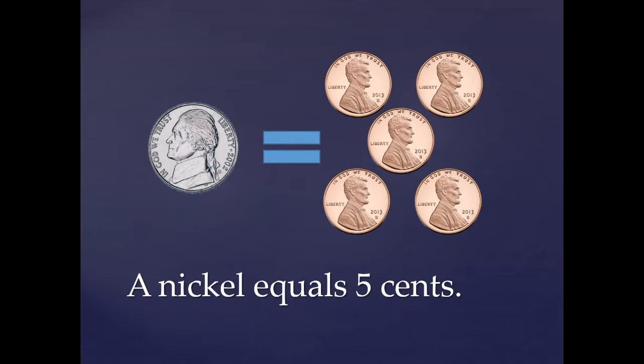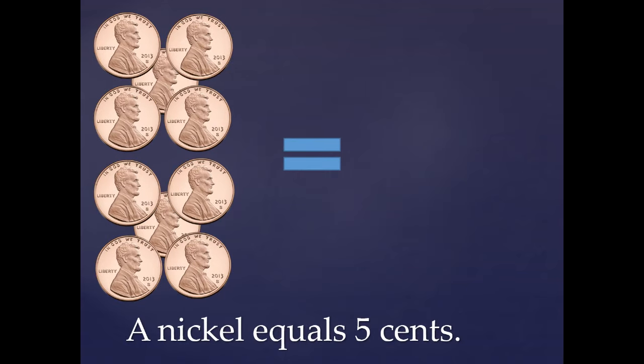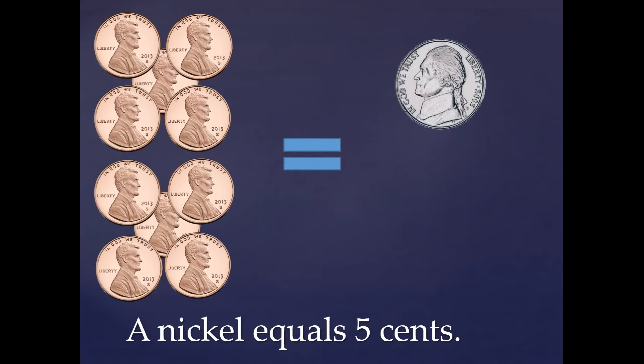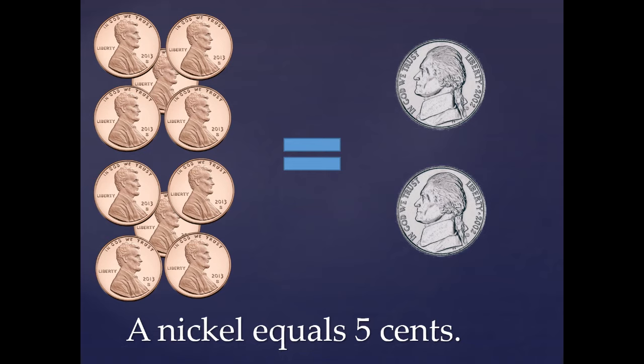So I want you to remember that a nickel equals 5 cents. Now here, I have more than 5 cents. In fact, I have double that. So if a nickel equals 5 cents, how many nickels will I need? 1, 2. I would need 1 nickel for every group of 5 cents. If you have 5 pennies, you can trade them in for a nickel.